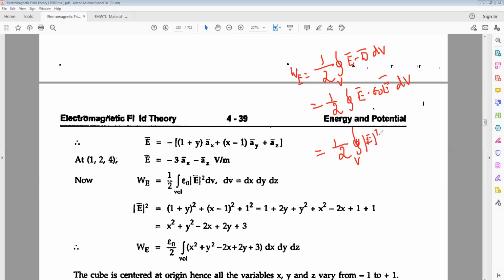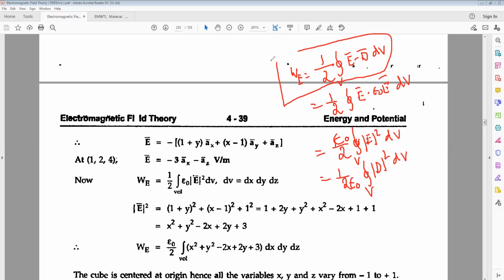of the squared magnitude E bar dot E bar into dv. Okay, or otherwise 1 by 2 epsilon naught is also there. Epsilon naught is in the numerator, and in the denominator we get epsilon naught, and it's the volume integral of D square dv. Because epsilon naught E bar is equal to D bar, D bar dot D bar is the magnitude squared of D bar, and the denominator has epsilon naught. So the three formulas we have: one is E bar dot D bar, another is only in terms of E square, and the other is only in D square.